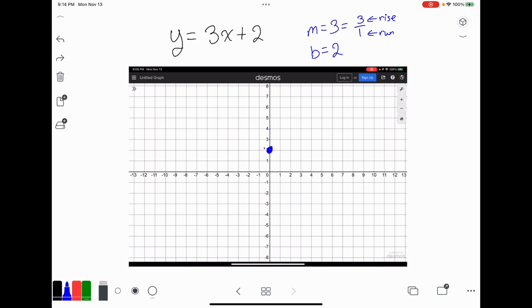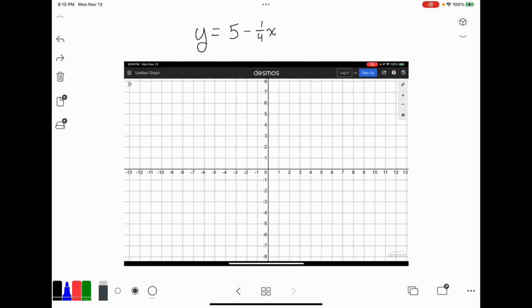So we go 1, 2, 3 up, and we run 1. So that takes us to this point. Notice we rise 3, run 1. If you want, you could plot more points, but really just 2 points is enough to sketch your line. And you just connect the 2 points with a line. Let's do this last one together.